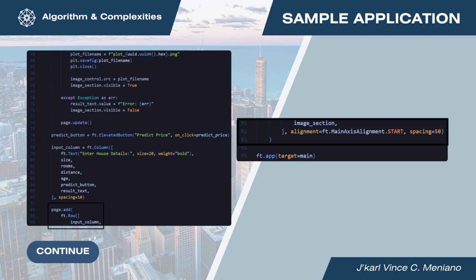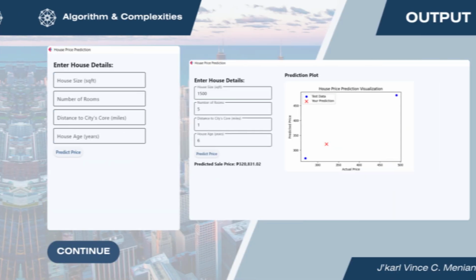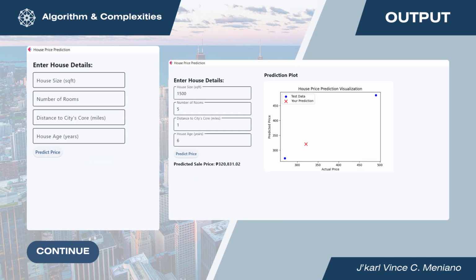This part arranges input fields and plot side by side using a row. The last important line runs the app by calling the main function as the entry point. So the output shows that it has 4 text fields and 1 button for predicting price. After you input values in the text fields and click predict price, it shows the predicted sale price, which is the money, and the prediction plot, which is the visualization image.